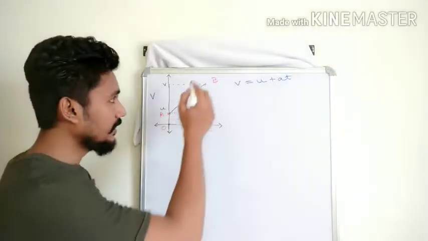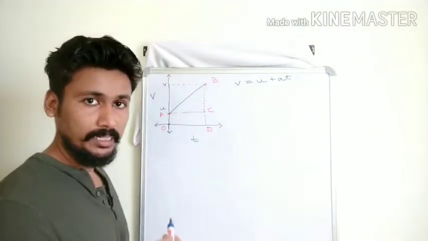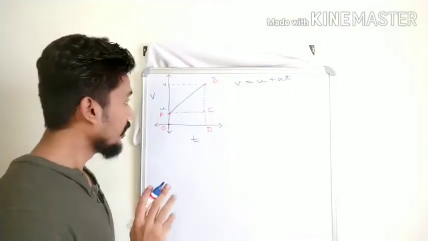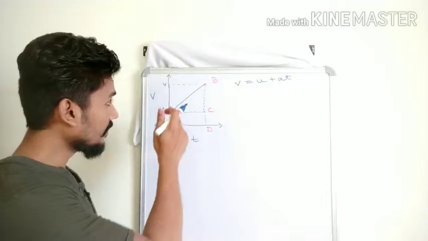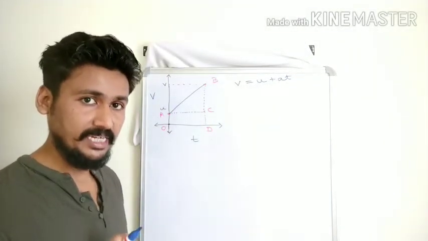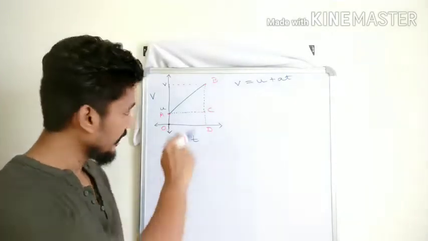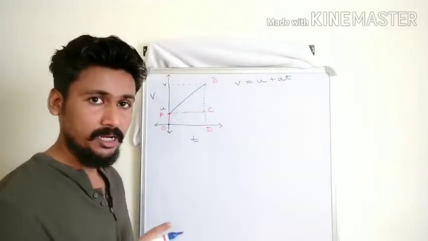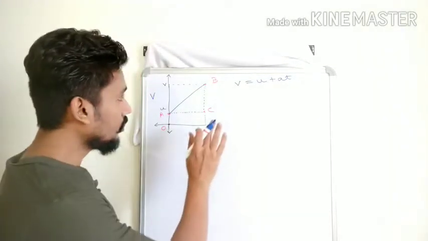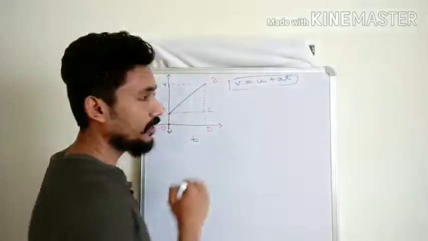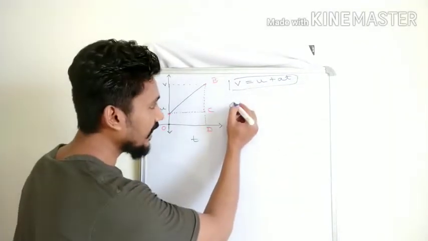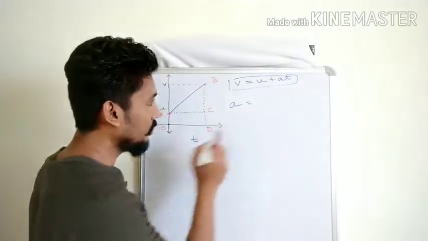As we said, the object is moving from point A to point B. Initially it had velocity U and then it had velocity V. As I have told you before, the slope of a velocity time graph gives the value of acceleration. I hope you remember. And this particular line, you can see it is a straight line, so it is a uniformly accelerated motion. Fine. So to derive this, we know that acceleration is given by slope.